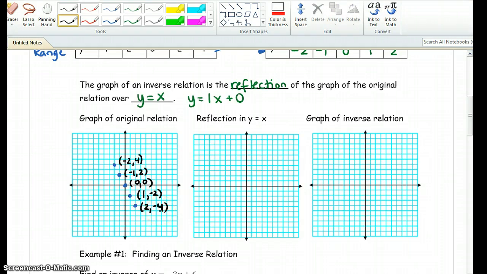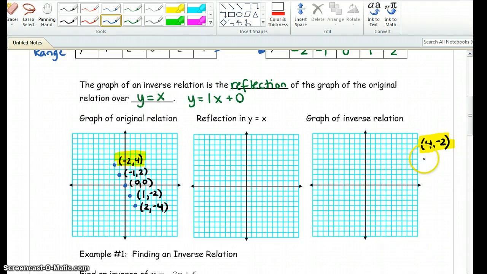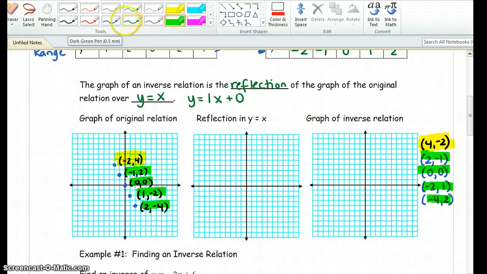That means the inverse relation is going to have the point (4, -2). Notice that I'm just taking this point and switching the x and the y, and doing the same for all the rest. So (2, -1), (0, 0), which doesn't change, (-2, 1), and (-4, 2). Once again, we have taken all these points and switched the x's and the y's. Once we plot those, we have plotted the inverse of that relation.